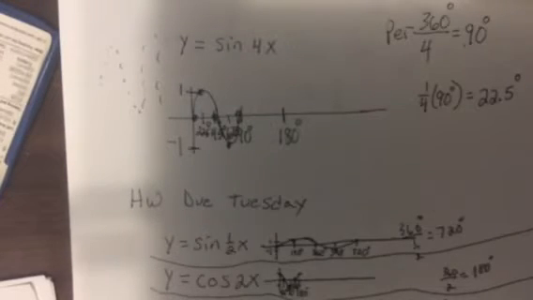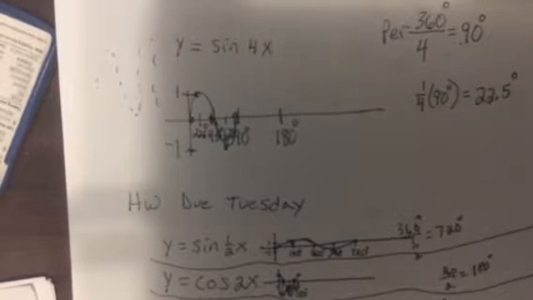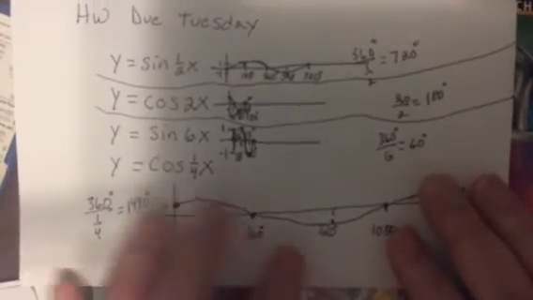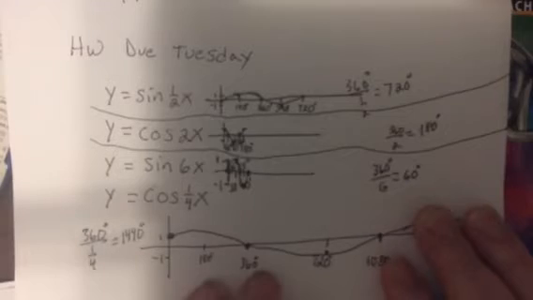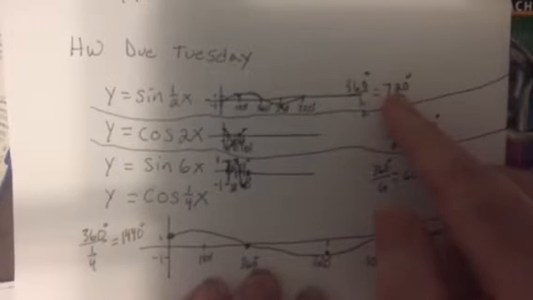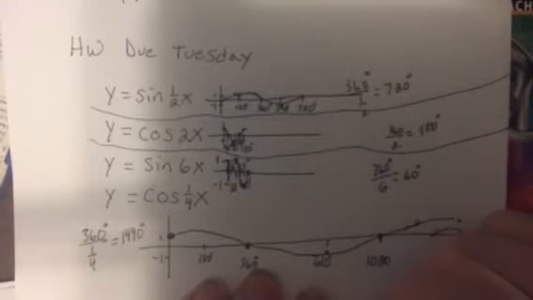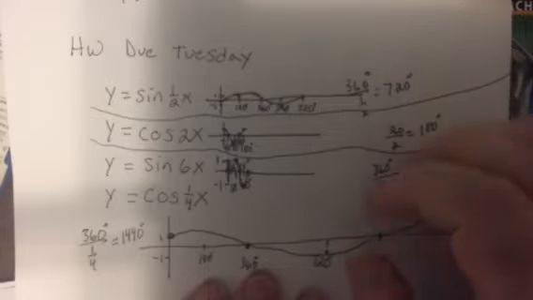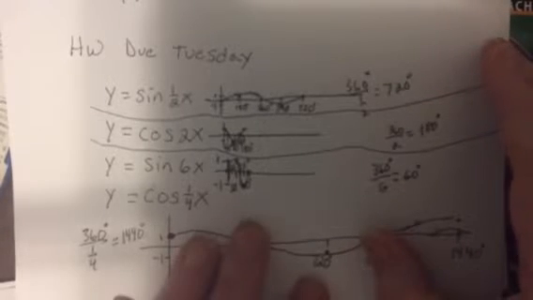Homework. Then here is the homework for the period changes. Remember, it's 360 divided by this number, so the period would be 720. And every 180 degrees, there would be a change.